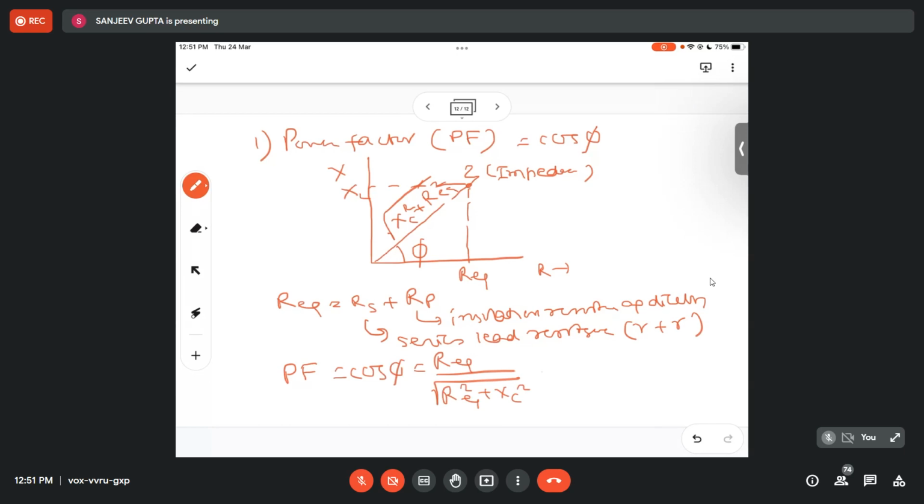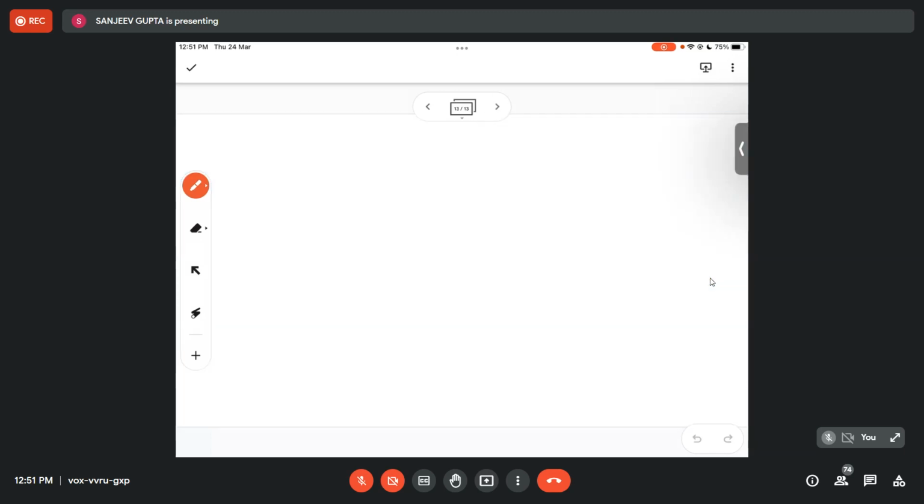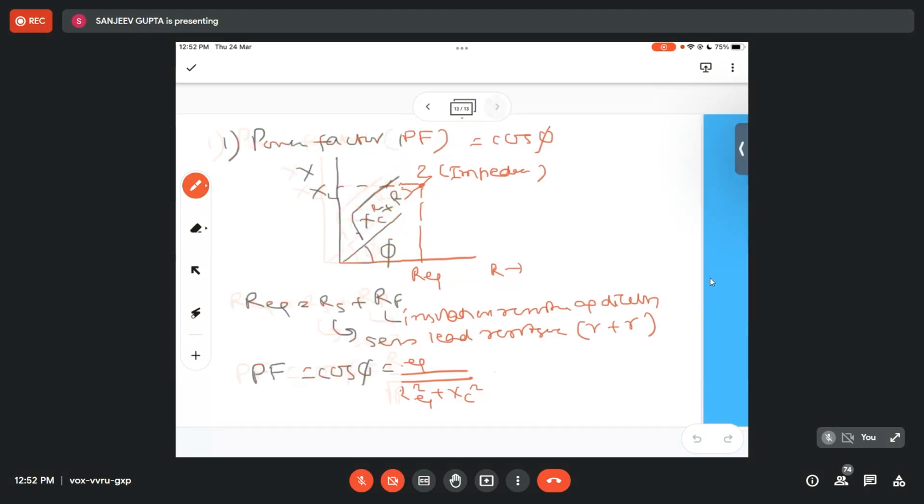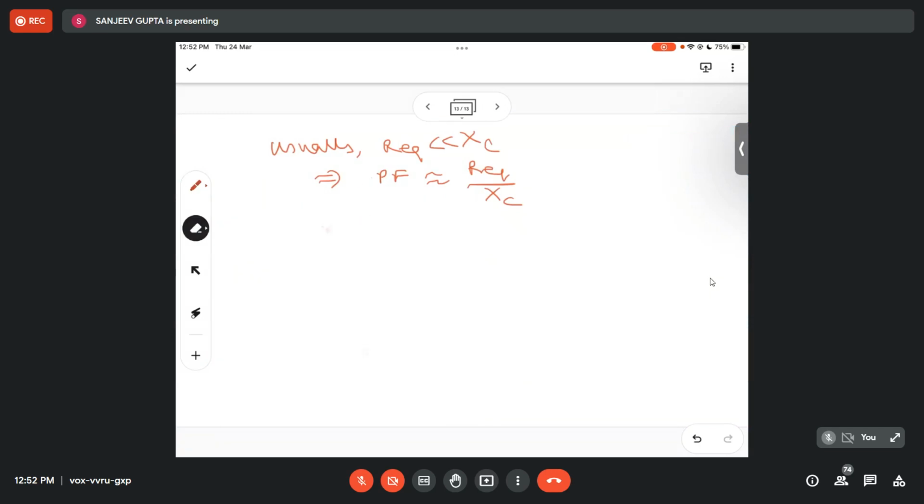Usually R equivalent is much less than XC, because these are parasitics. Parasitic values are very small, so sometimes we can ignore them, like in that example where we ignored the inductive reactance and so on. So in this case, I could write my power factor as nearly equal to R equivalent over XC, because of this relation. If my R equivalent is very small as compared to XC, my power factor can be written simply like this.